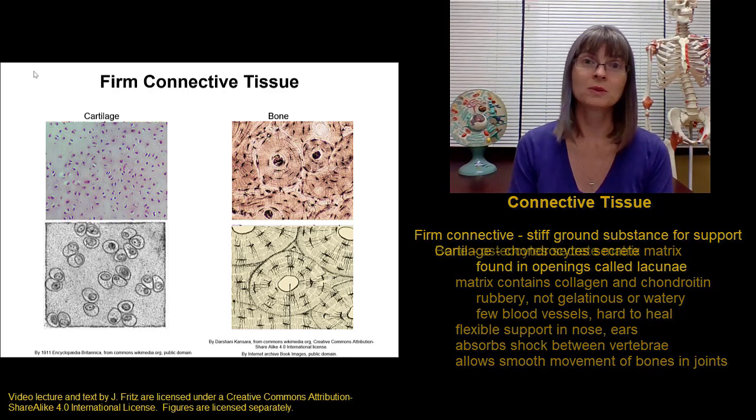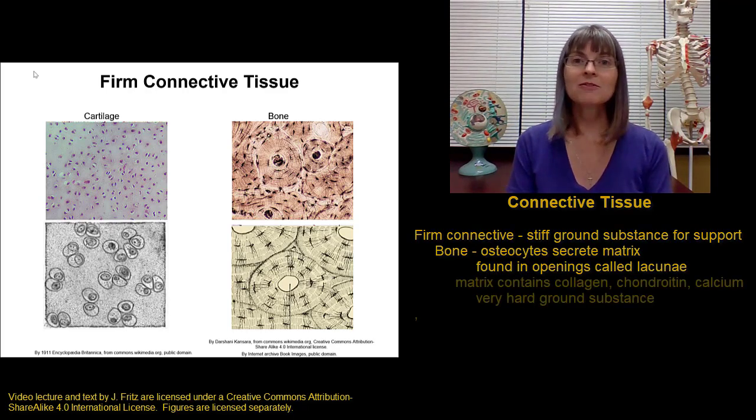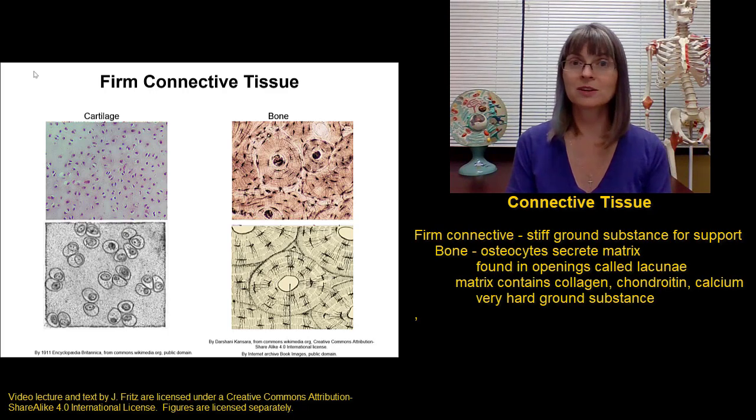Moving on to bone, the cells that we find in bone are called osteocytes, whereas chondro refers to cartilage, osteo refers to bone. So our osteocytes are the bone cells. Osteocytes create a very strong, hard extracellular matrix. It does contain collagen and chondroitin, and it also contains calcium compounds that give it its very hard consistency.